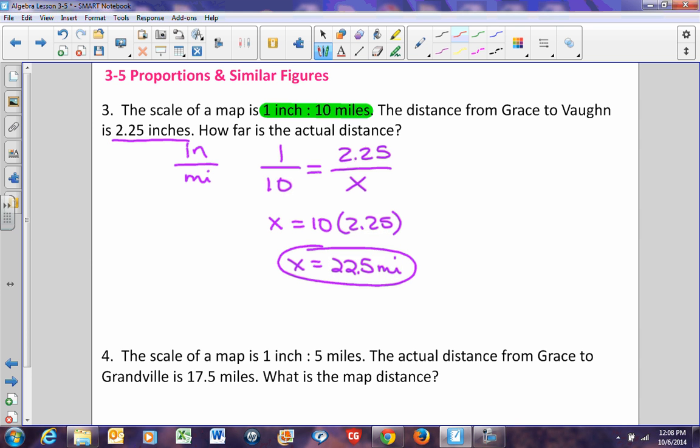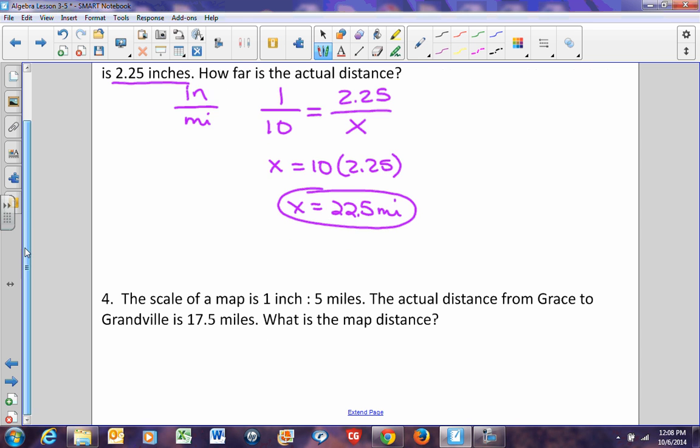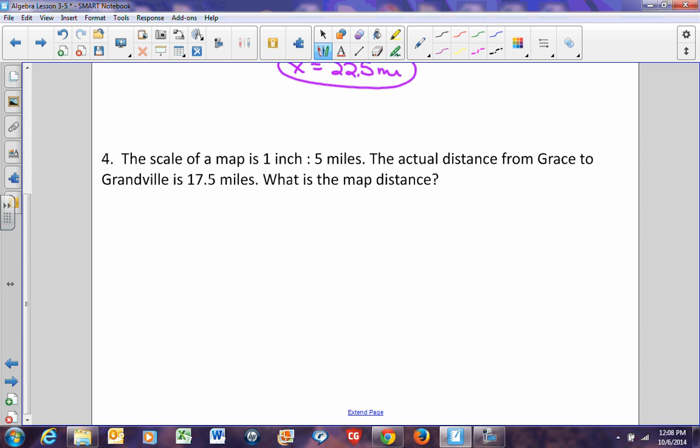Okay, that one is if they give you the inches and they ask you to find the actual. You can do the other way around too. Just make sure you're consistent. The scale of a map is 1 inch is equal to 5 miles. So we're still going inches to miles. 1 inch is equal to 5 miles. The actual distance is 17.5 miles. Since it's miles, that goes on the bottom, doesn't it? 17.5 miles. We need to know the map distance, which is x.